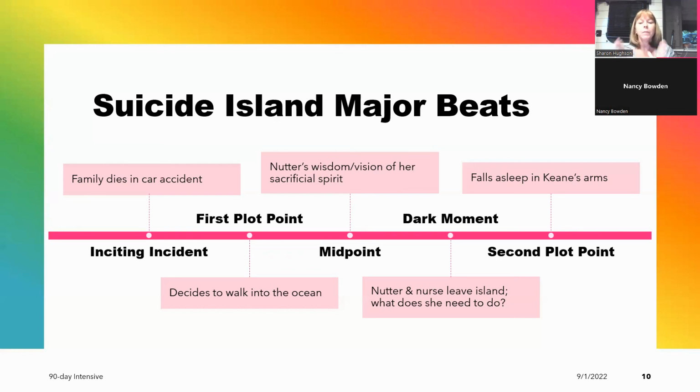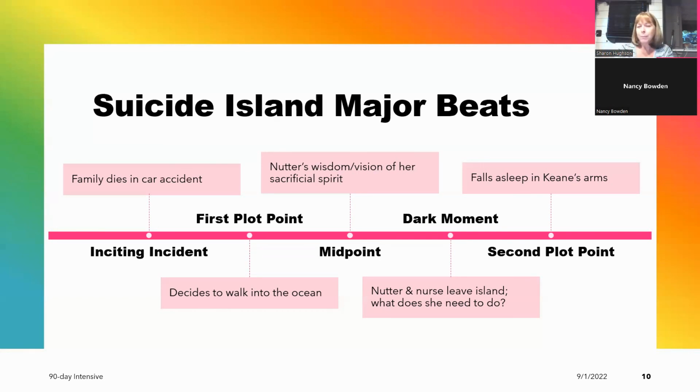Then the dark moment is when the Nutter and the nurse, a friend she makes on the island, leave the island. Now she's still stuck here. What did they do? How did they get off? Well, she can't ask them because they're gone. So now she has this whole big quandary. What does she need to do? She has no idea. All is lost. She's going to be stuck here forever. She's never going to get to join her family. The end. That's her dark moment.